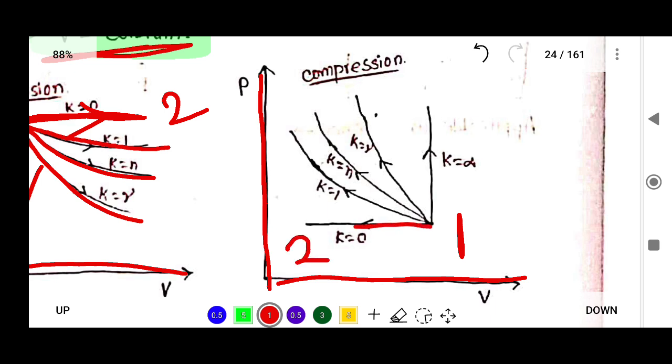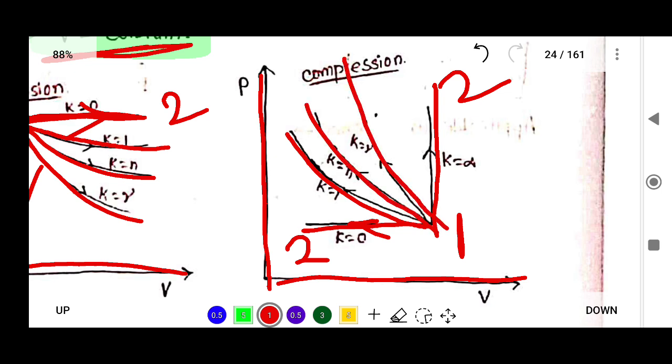So from 1 to 2, this is the constant pressure process or isobaric process. Or if k equal to infinity, that means it is a constant volume process. And if k equal to 1, the process will be like this. If k equal to n, the process will be like this. And if k equal to gamma, the process will be like this. K equal to gamma means it is an adiabatic process.